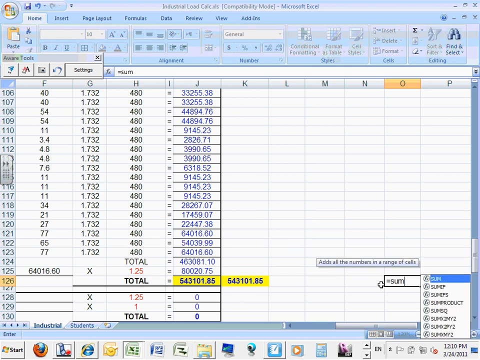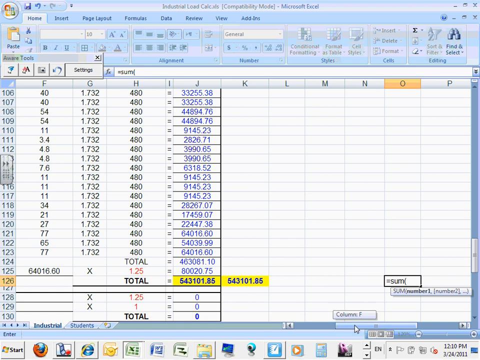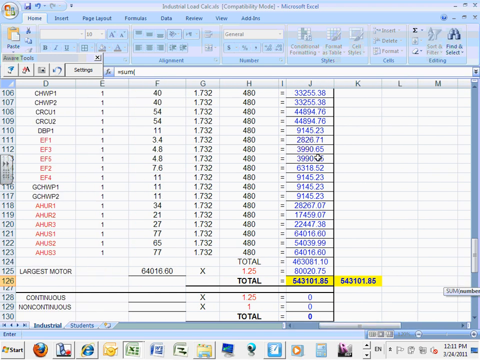Sum, equal sum. I'm going to do the sum because it's easier to sum. I'm going to sum these guys. Where am I here, Chad? This one. Is that right? Up to here? Or no? I'm going to grab this one. No, one more. Can you guys help me up here? So the sum of these, right? And close the brackets.